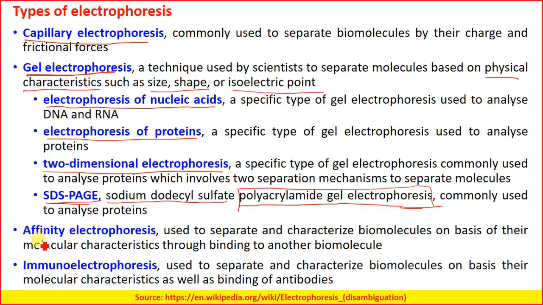Then we have affinity electrophoresis, which is used to separate and characterize biomolecules based on their molecular characteristics through binding to another biomolecule. And then we have immunoelectrophoresis, which is used to separate and characterize biomolecules on the basis of their molecular characteristics as well as binding of antibodies. Okay, so if you see, these two are somewhat interrelated.